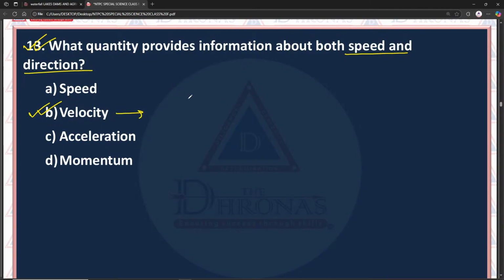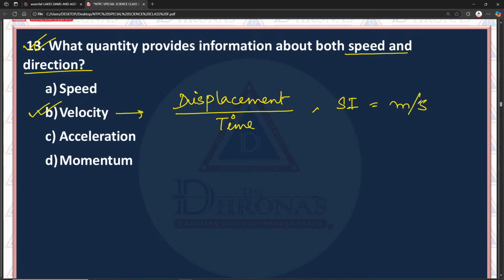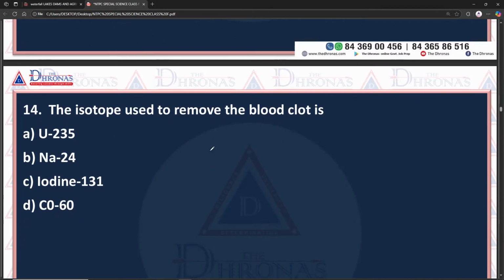Correct. Velocity is displacement by time. That means change in your position with time. The SI unit of velocity is the same as that of speed, meter per second. Acceleration is also a vector quantity. Momentum is also a vector quantity. So the right answer is velocity. Next question, question number 4.